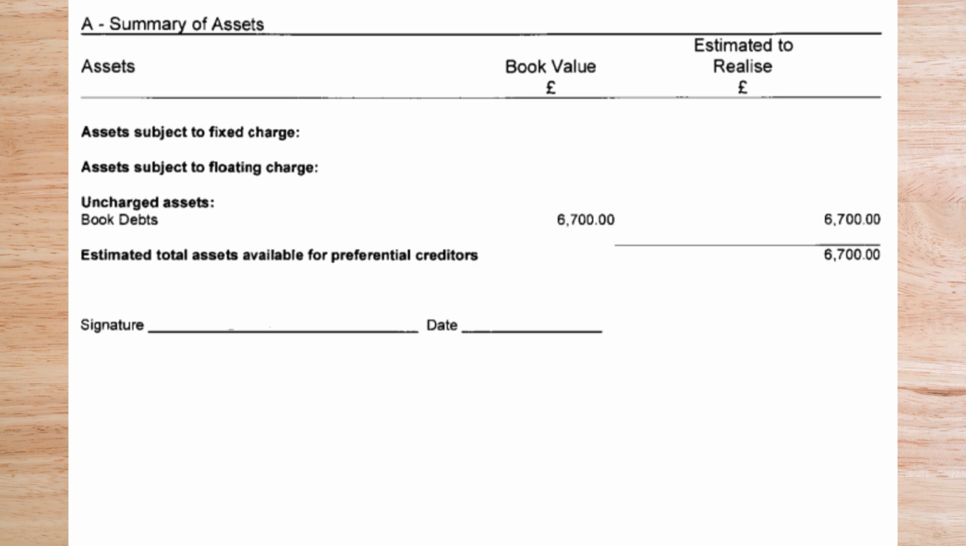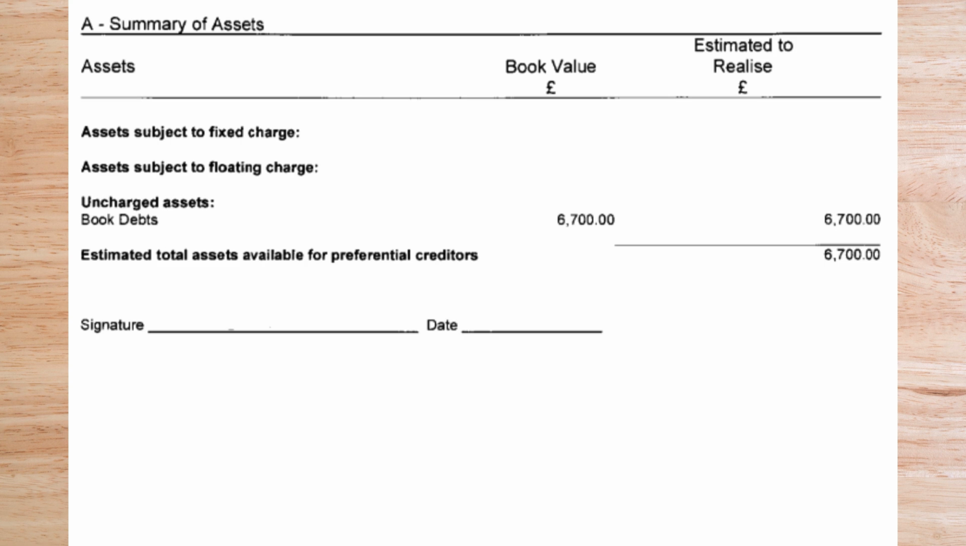So this first one is nice and simple. You can see at the top, assets subject to fixed charge, there aren't any. Subject to floating charge, there aren't any. Uncharged assets is literally just book debts, and that's customers that owe the company money. They're called debtors, not to be confused with creditors, which is easily done. They're the opposite. They're the people that company owes money to.